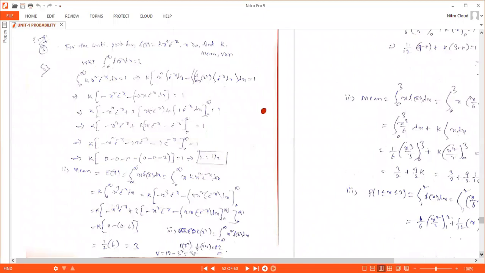So to find the value of k, we know the total probability is 1. That is, the integral from minus infinity to infinity of f(x) dx equals 1. The function is defined for x greater than or equal to 0, so you can write the integral from 0 to infinity of k x square e power minus x dx equal to 1.